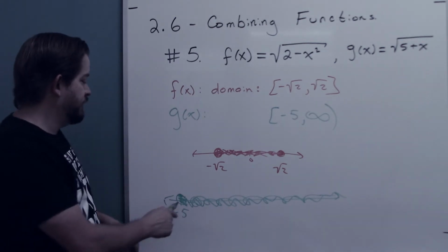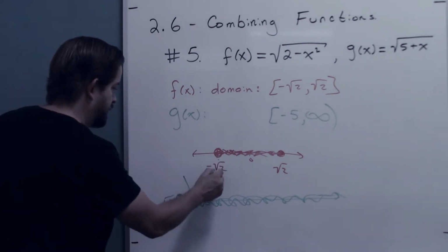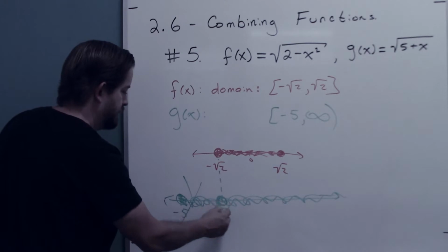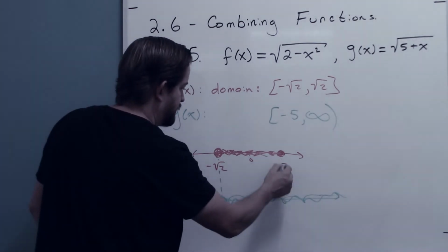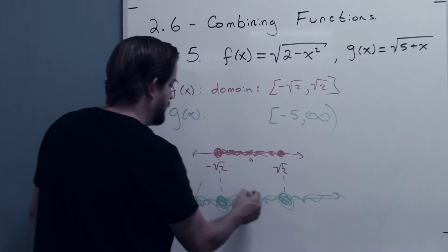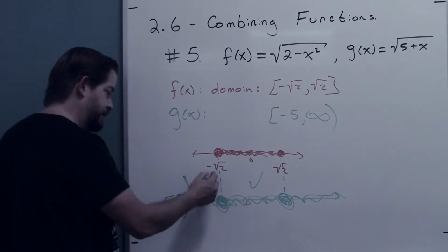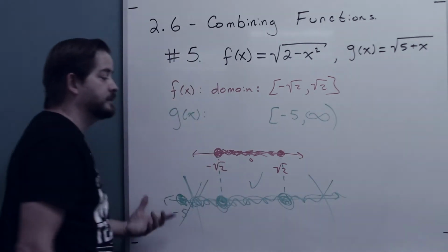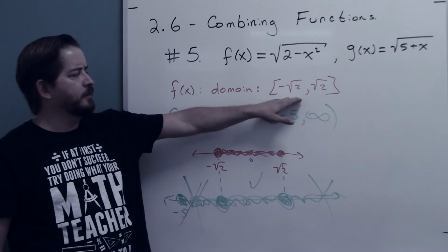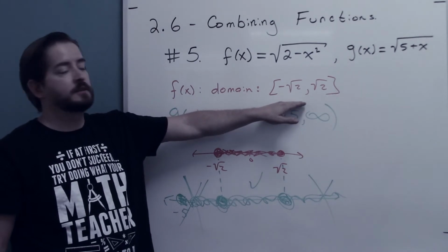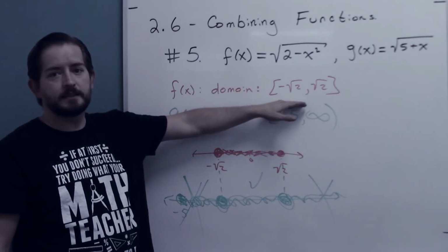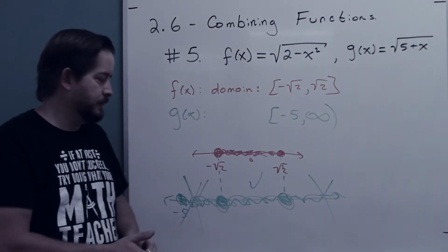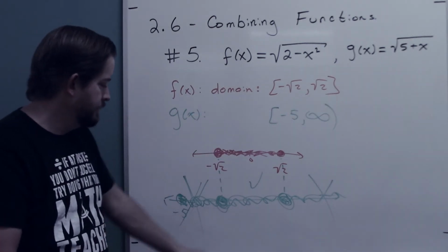So all of these values over here, they don't matter. All of these values between negative root 2 and positive root 2, they show up. We're good here, but these guys are out because they're not in the intersection. And therefore, the domain of the sum is the same as the domain of f of x, because that is the intersection. Good.